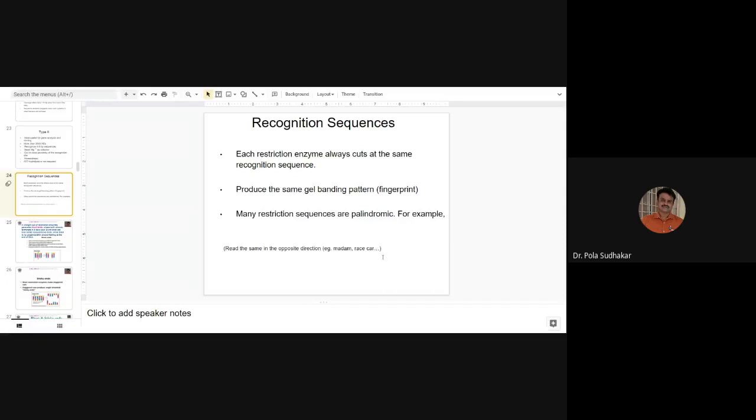Each restriction enzyme cuts at the same recognition sequences and produces the same gel banding pattern. Many restriction sequences are palindromic. For example, they read the same in the opposite direction, like madam, race car, etc.